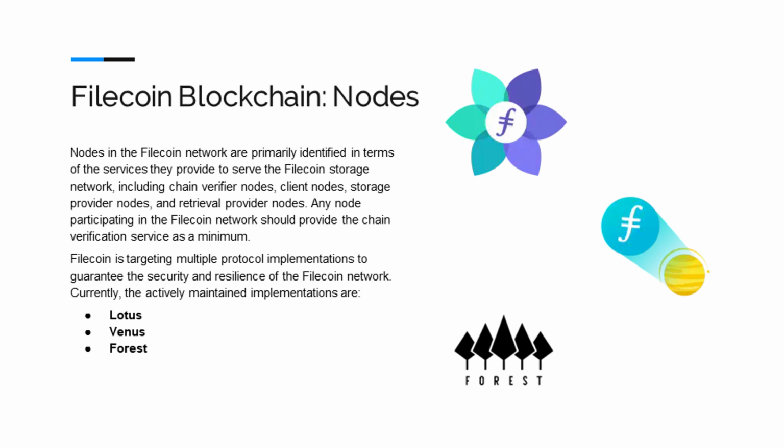Nodes in the Filecoin network are primarily identified in terms of the services they provide to serve the Filecoin storage network, including chain verifier nodes, client nodes, storage provider nodes, and retrieval provider nodes. Any node participating in the Filecoin network should provide the chain verification service as a minimum. Filecoin is targeting multiple protocol implementations to guarantee the security and resilience of the Filecoin network. Currently, the actively maintained implementations are Lotus, Venus, and Forest.